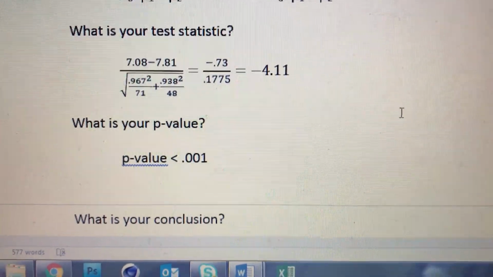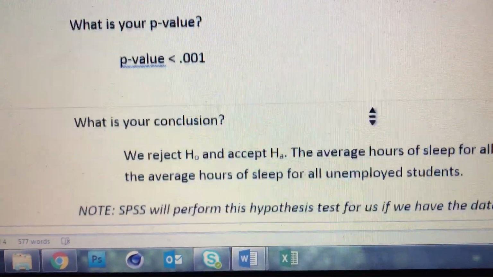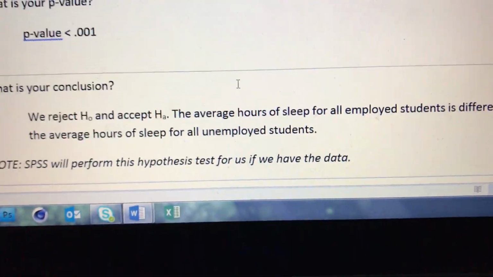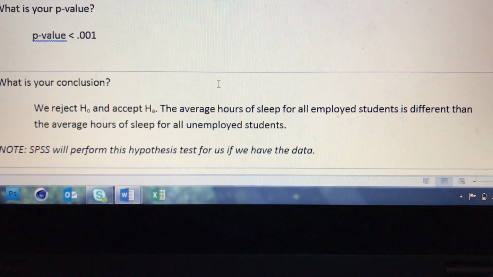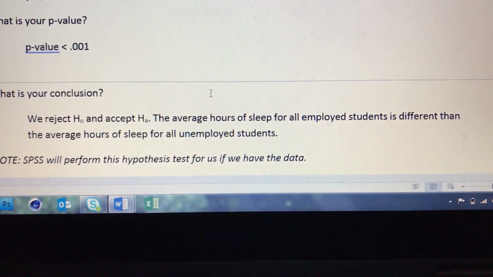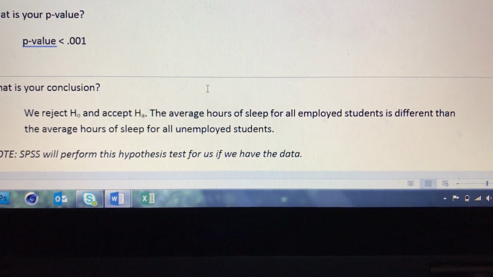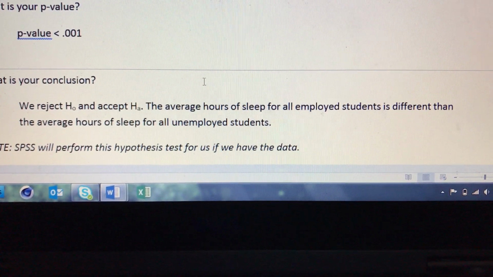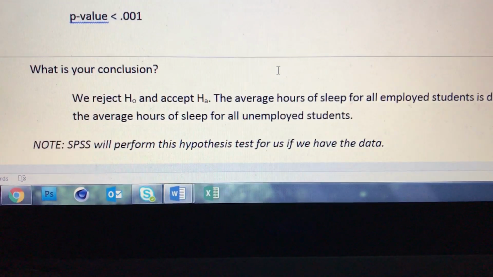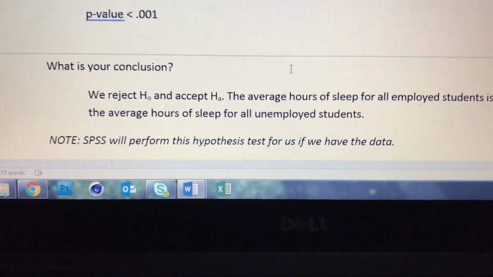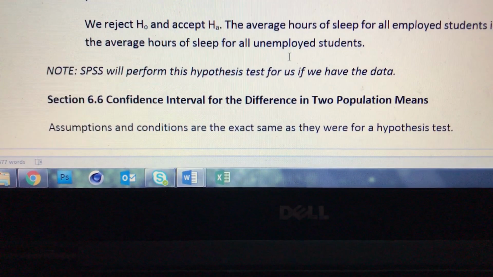This is very, very significant. It is way less than 0.05, so we reject the null and accept the alternative. We have sufficient evidence to suggest that the average hours of sleep for all employed students is different than the average hours of sleep for all unemployed students. Please note, SPSS will perform this hypothesis test for us if we have the data.